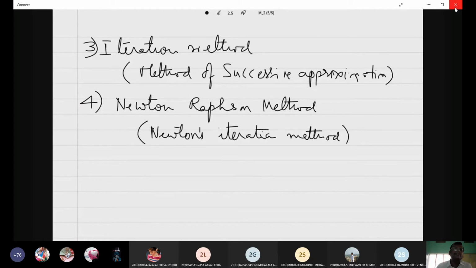But between the intervals, we can find the root, which is known as the bracketing method. If the limits are not given, not known, we have to take the initial approximation to the root, which is known as the open method.